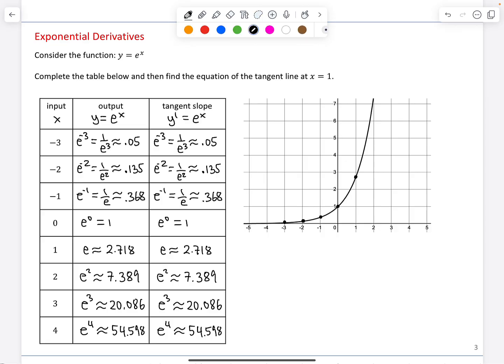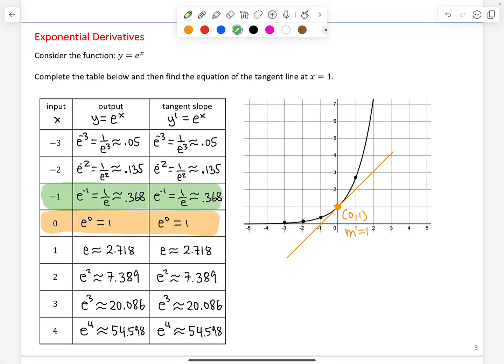In our drawing over here, I'll graph just 3 tangent lines. The first one will be corresponding to when x is 0. The point is 0, 1, and the slope of the line is also 1. I'll draw a tangent line when x is negative 1. The green point is approximately negative 1, comma 0.368, and the slope of the tangent line is also 0.368. In drawing one more when x is 1, the point we are passing through is 1, comma e, and the slope of that tangent line is e.